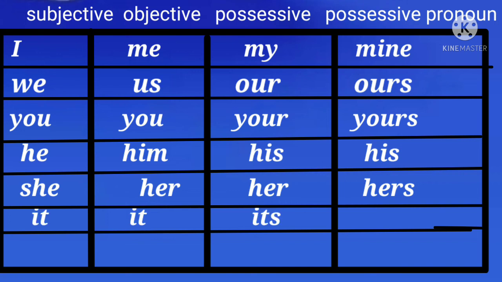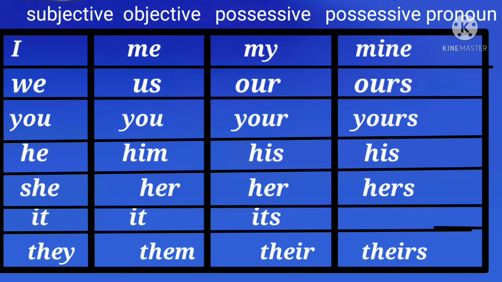Then it, objective form it, possessive form its, and it has no possessive pronoun form. They, the objective form is them, the possessive form is their, and possessive pronoun form is theirs. So these are the most important points you have to bear in mind when you think of the personal pronouns in English.